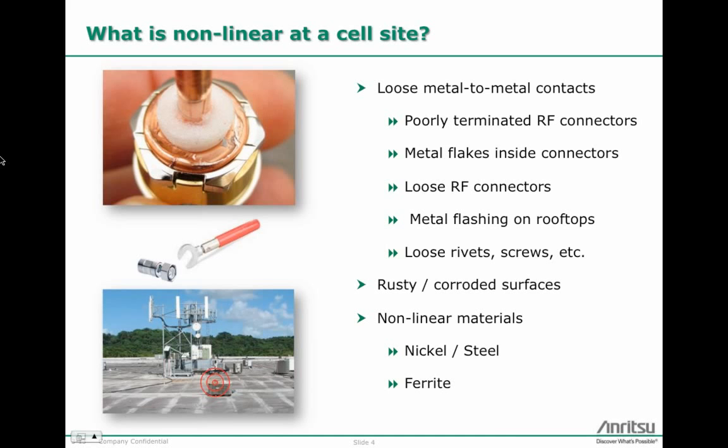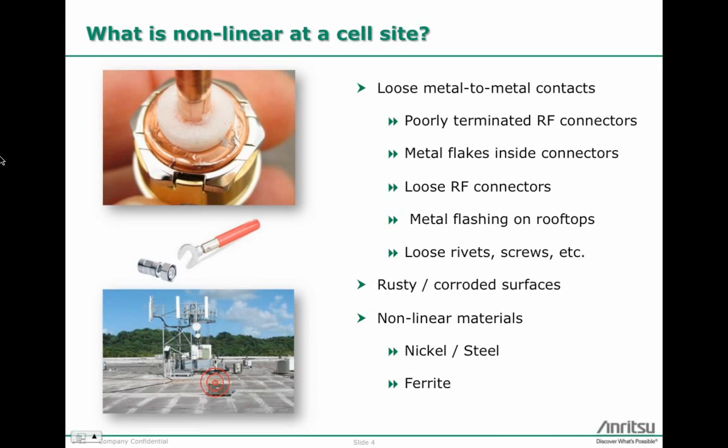So at a cell site, what are some typical sources of nonlinearity? Well, as I said, loose metal-to-metal contacts are probably the ones you're going to experience most often. That can come from poorly terminated RF connections. It can come from metal flakes inside of the connectors: if you were terminating those RF cables and didn't do a good job of cleaning out the metal flakes, and they're left in the assembly, then they're going to be in there floating around and potentially causing these nonlinearities.